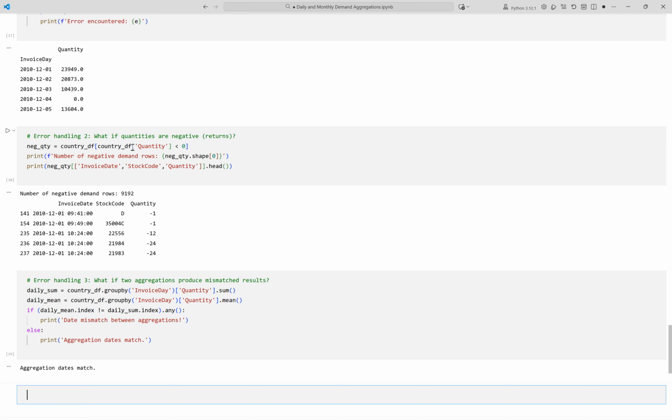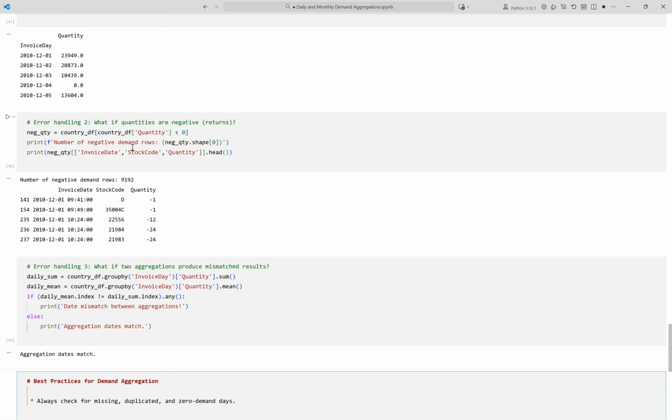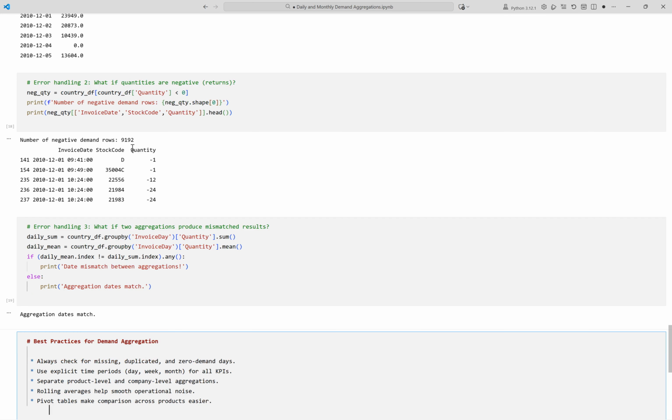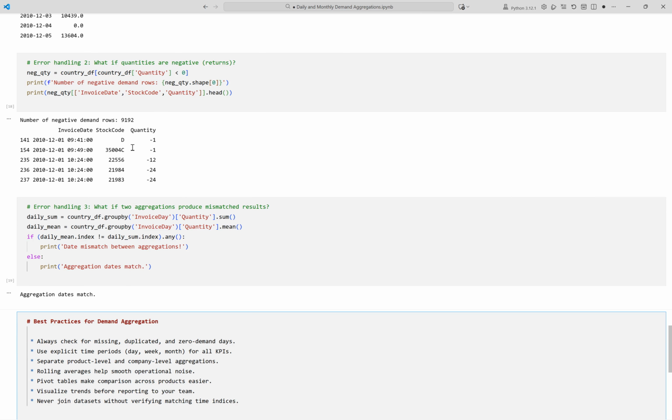Best practices for demand aggregation. Always check for missing, duplicated, and 0 demand days. Use explicit time periods, day, week, month, for all KPIs. Separate product level and company level aggregations. Rolling averages help smooth operational noise. Pivot tables make comparison across products easier. Visualize trends before reporting to your team. Never join datasets without verifying matching time indices. Running the cell now.